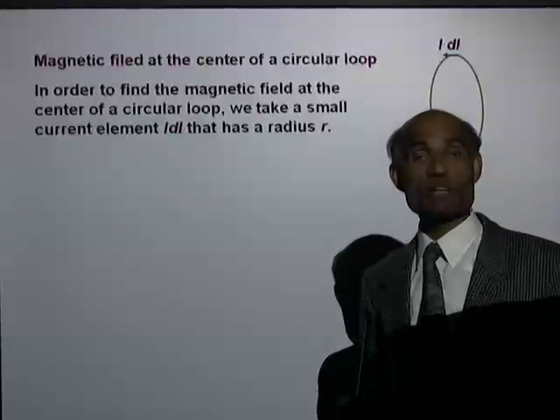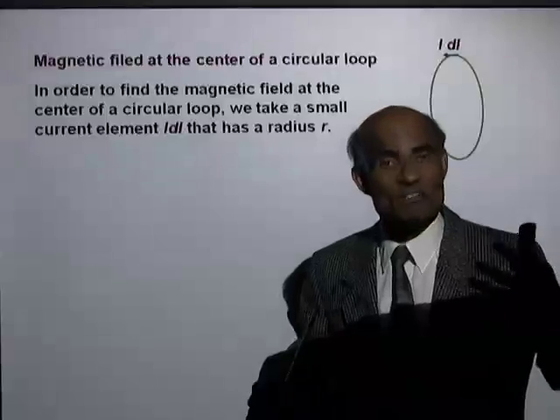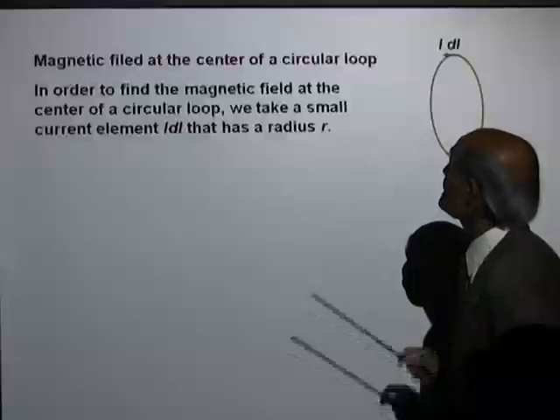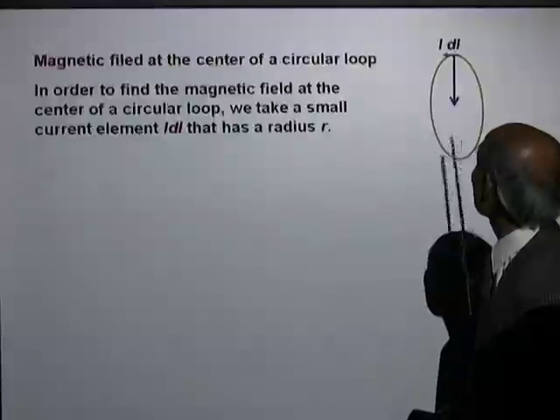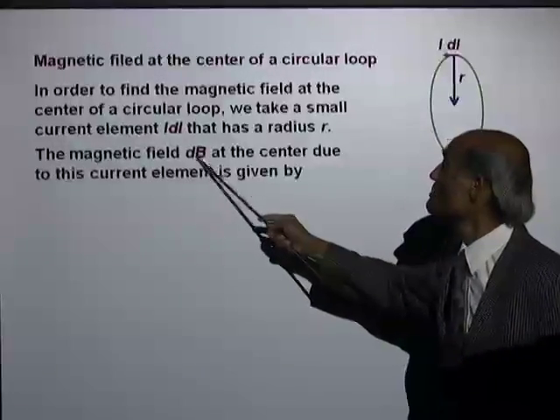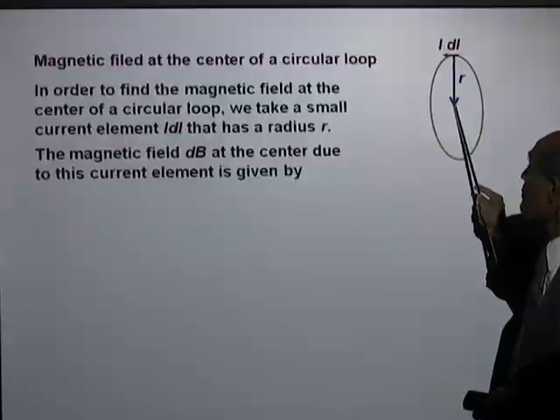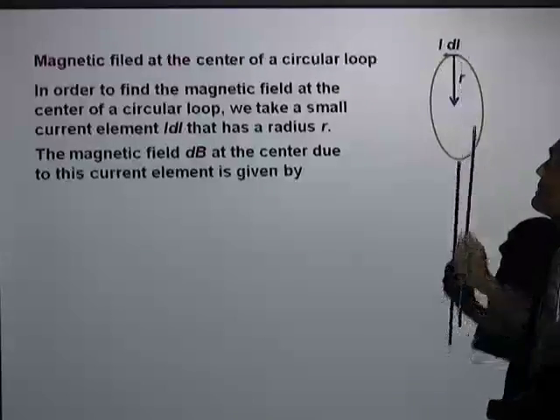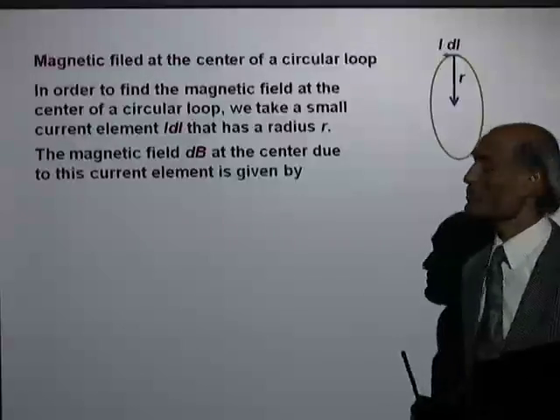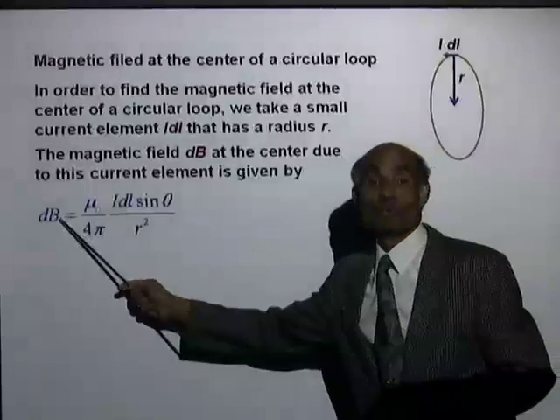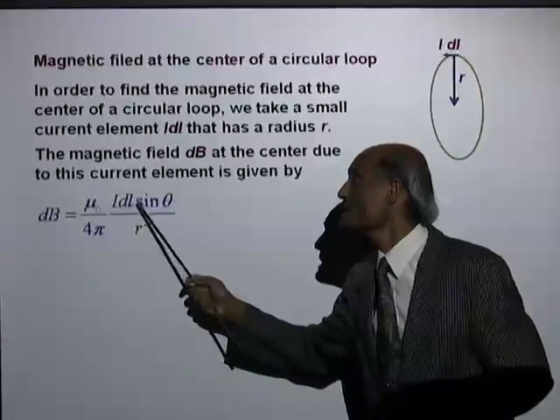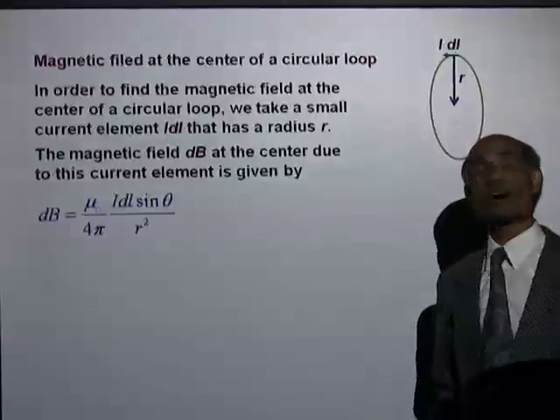We have talked about earlier that IdL is a vector, and we find the magnetic field at the center due to that current element. The magnetic field dB at the center of the loop due to this current element IdL, can you write that equation from what we discussed in the earlier class? It will be dB equals mu 0 over 4 pi, IdL sine theta over r squared.